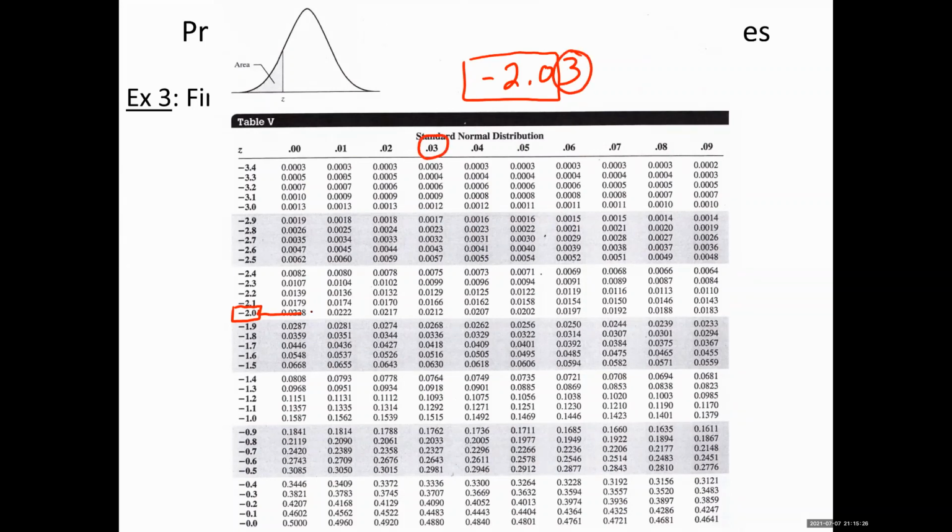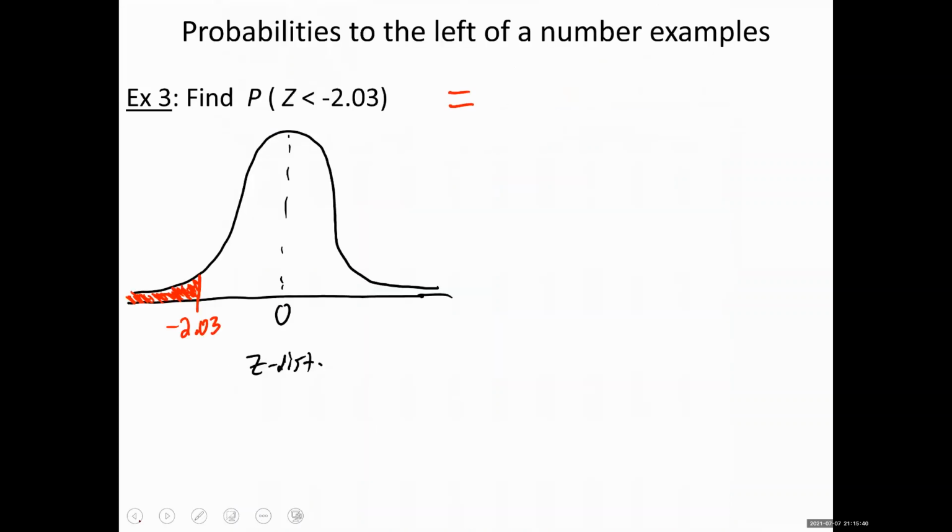And again, you're going to go to the right here, and you're going to go down here until these two lines meet. It looks to me like they're meeting at the number 0.0212. So that's how you look that up. The answer to that one, 0.0212. And that's example 3. Questions?